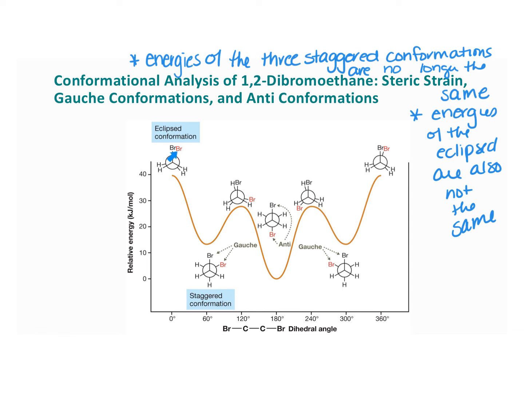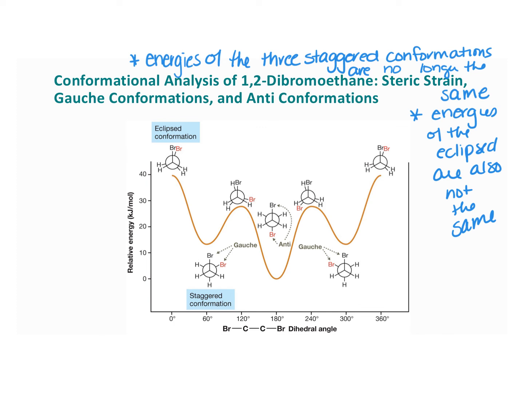Okay, so bromine's going to be a lot bigger. And as those bromines are brought closer together through rotation around the carbon-carbon bond, I want you to notice that they are going to have a higher energy here. And so that's where that higher energy is.